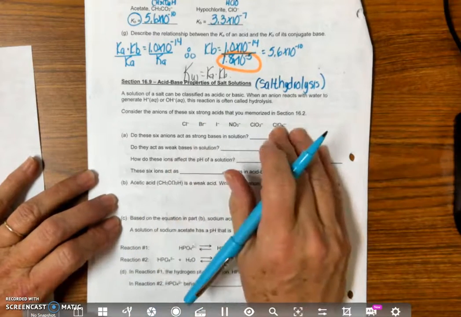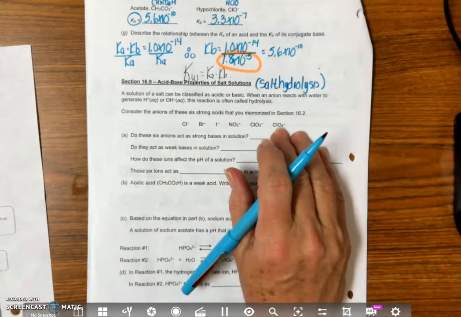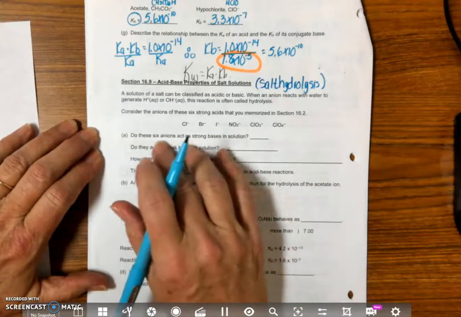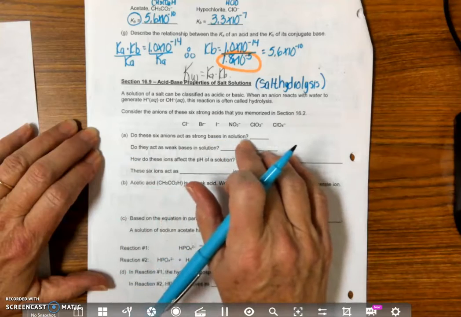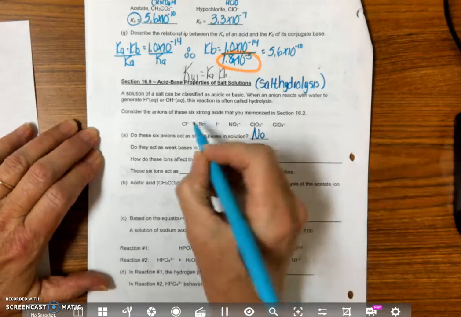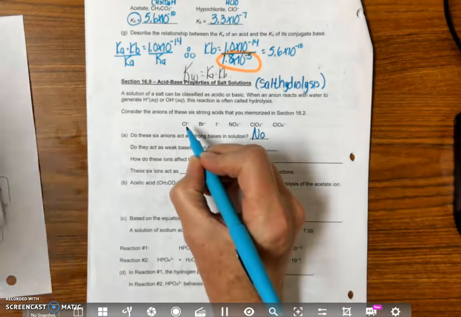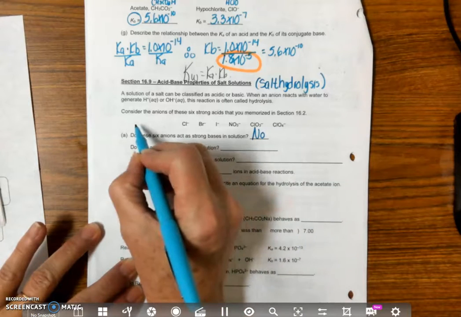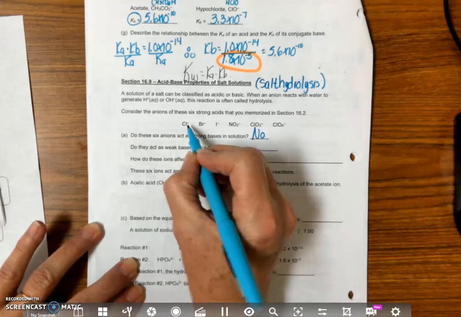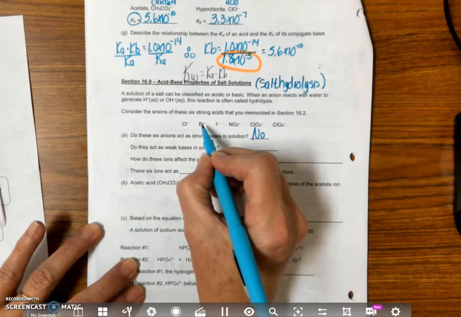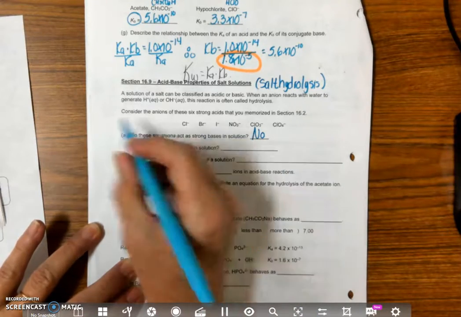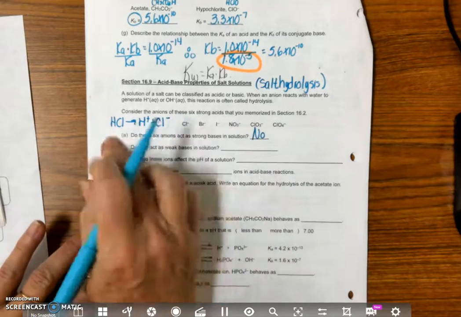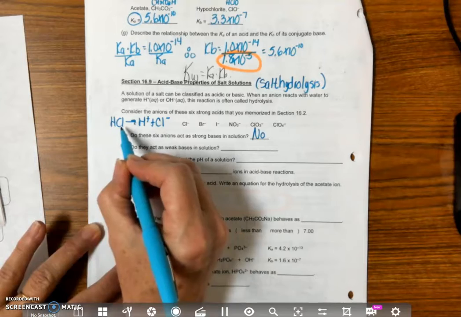So here are all the anions of the strongs. Now, the question is, if these are the conjugate bases, do these 6 ions act as strong bases? The answer is no. Why? Because the conjugate acid is completely dissociated. This is not going to pick up a proton from water and go back to hydrochloric acid or hydrobromic acid and so on. That's not going to happen because it's one arrow, and that arrow goes in this direction only. It is not going to go back.